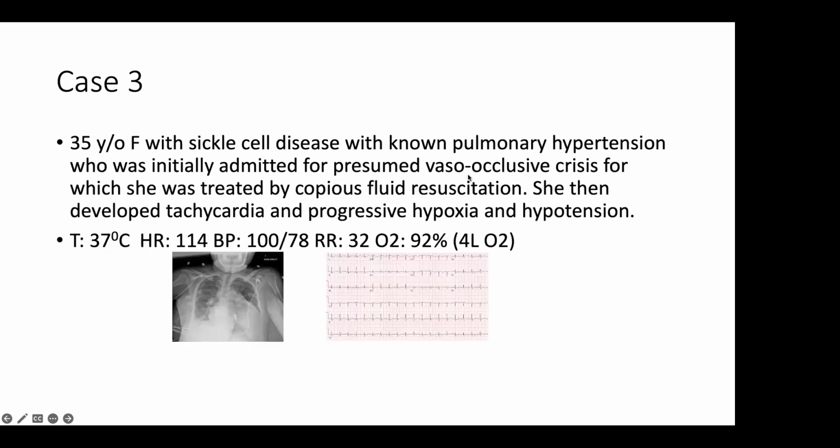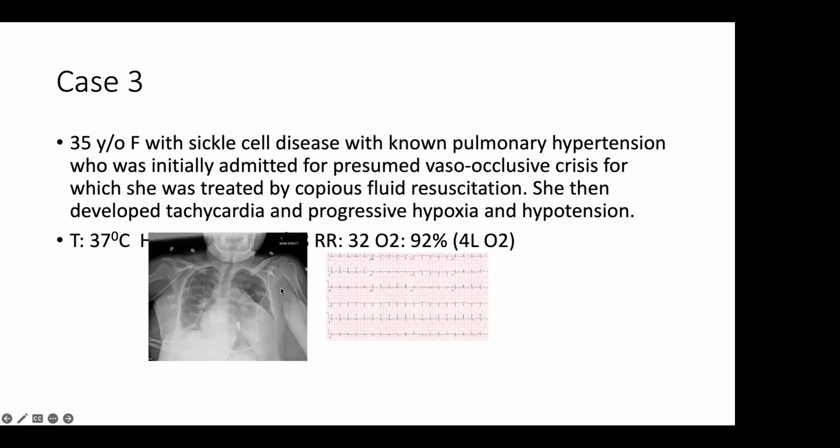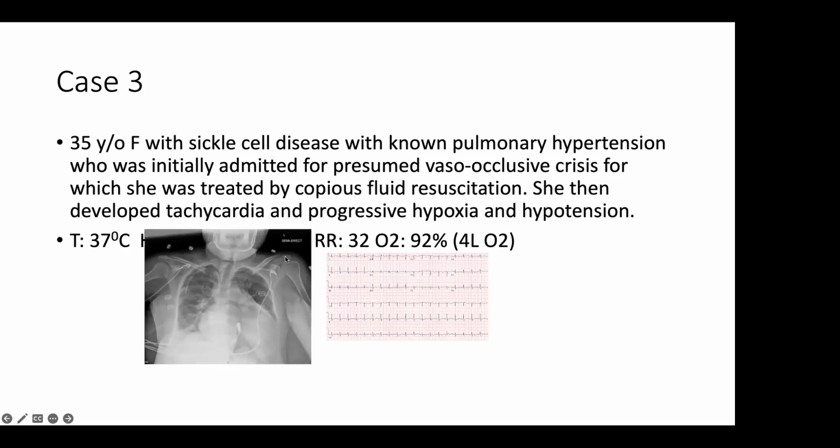And then you get another phone call from your nursing colleague that you have another sick patient in room 3. This one, you have a 35-year-old female with sickle cell disease who has pulmonary hypertension and initially was admitted for presumed vaso-occlusive crisis, for which she was treated with copious fluid resuscitation. The nurse called you because she had developed tachycardia, progressive hypoxia, and the blood pressure had become really low. Here's the chest x-ray. What do you all think about this one?